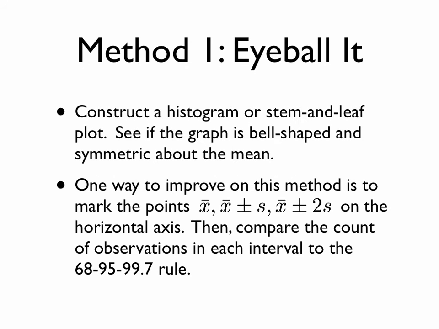The first method of assessing normality is just to eyeball the distribution. You could look at a histogram or a stem and leaf plot and check to see if it has that hallmark bell-shaped curve, symmetric about the mean. One way you can improve this method is to mark off the points x bar, remember that's the mean, plus or minus 1 standard deviation, plus or minus 2 standard deviations, and then compare the count of observations within each of those intervals to the 68, 95, 99.7 rule. I can walk you through an example of that.